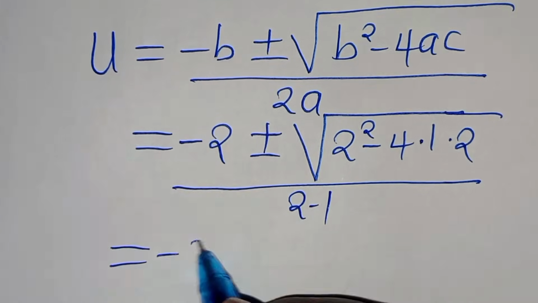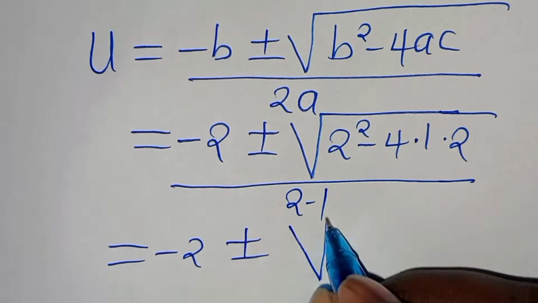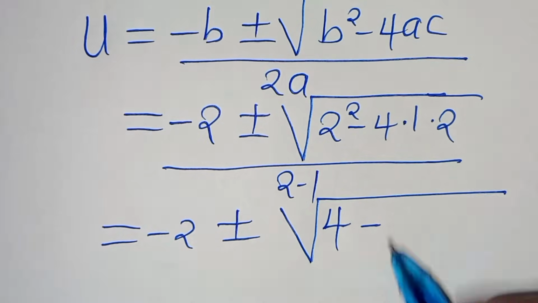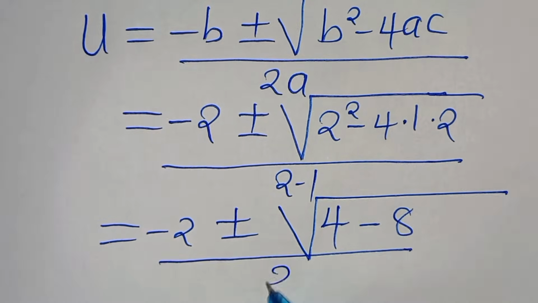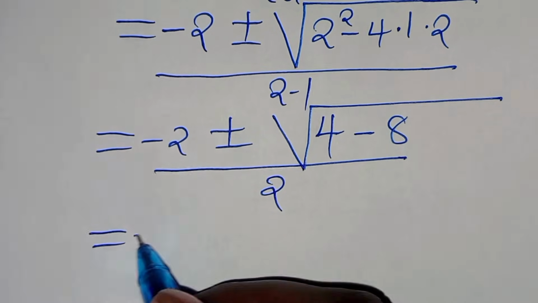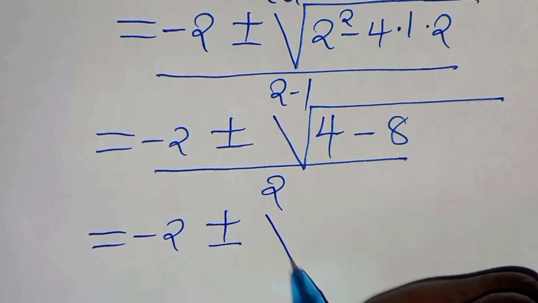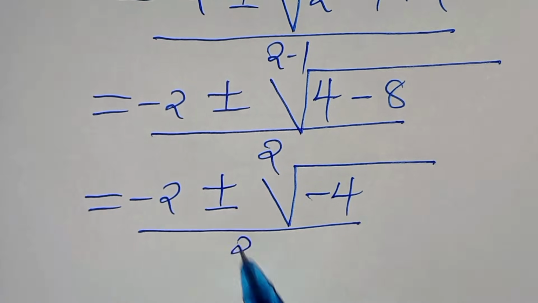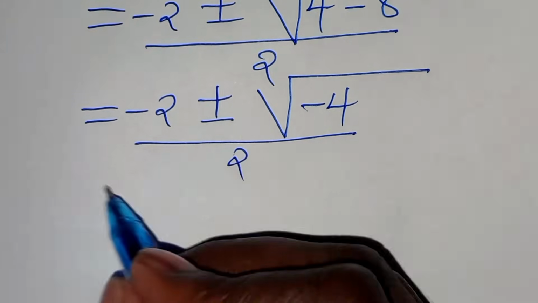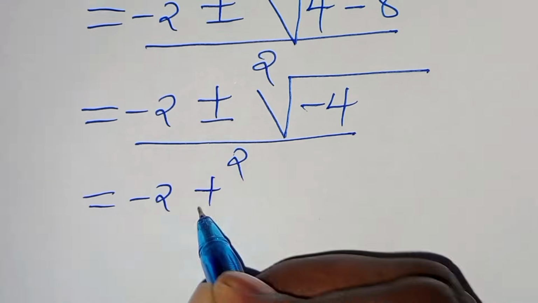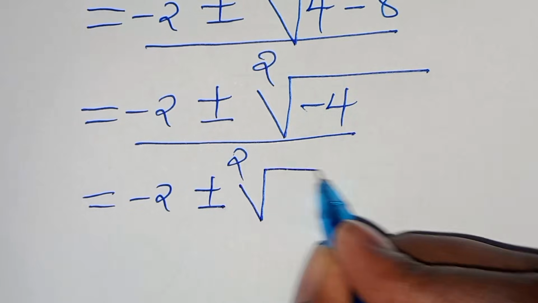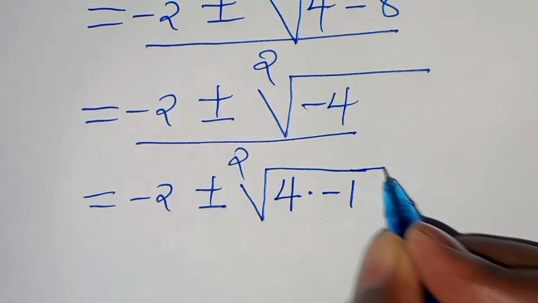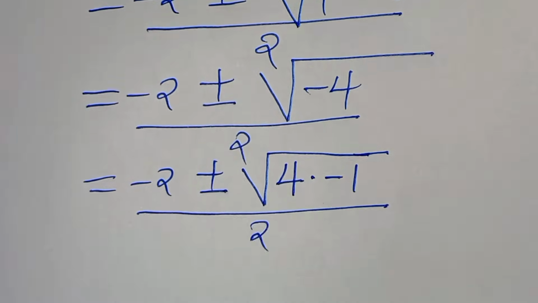So this is minus 2 plus or minus the square root of 2 to the power of 2, this is 4, subtract 4 times 2, this is 8, then divided by 2. So this is equal to minus 2 plus or minus a square root of 4 minus 8, this is minus 4, then divided by 2. So this is minus 2 plus or minus a square root of minus 4, which you can express as the square root of 4 times minus 1, then divided by 2.